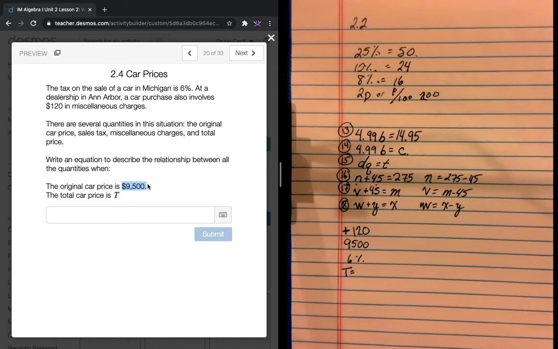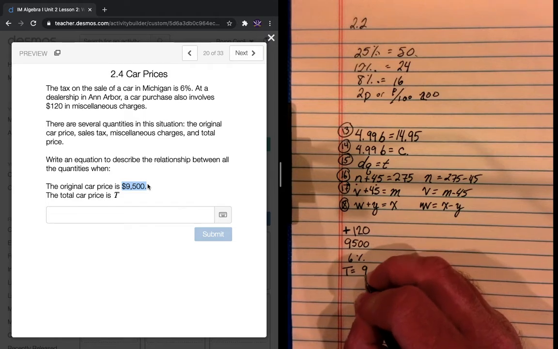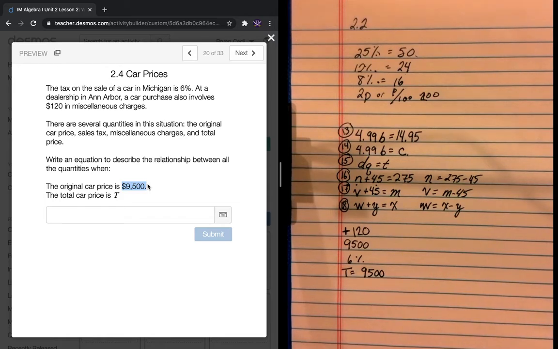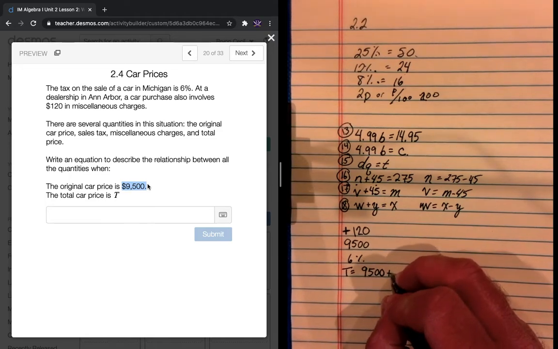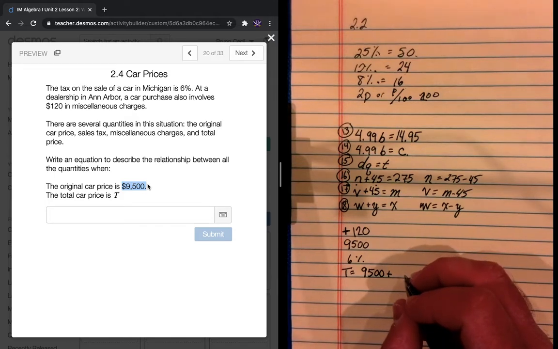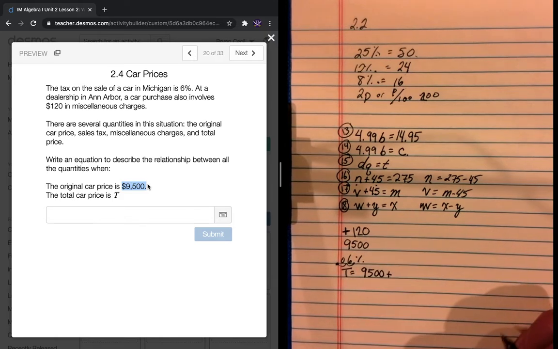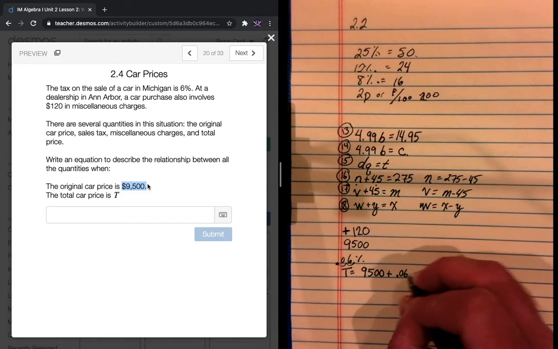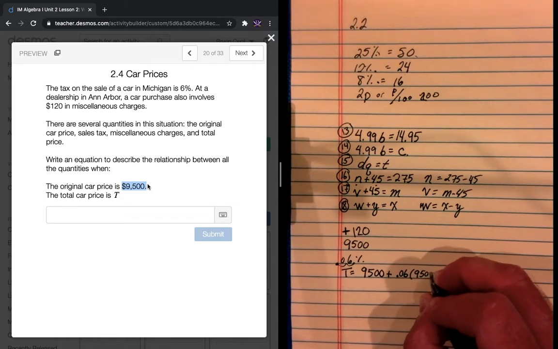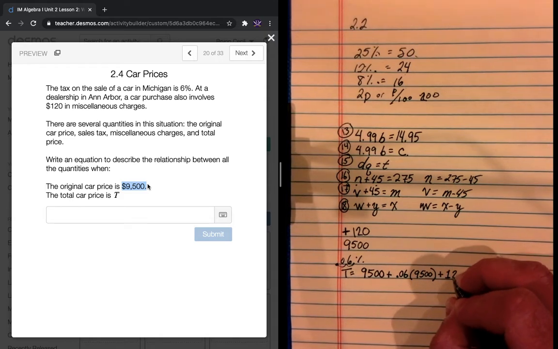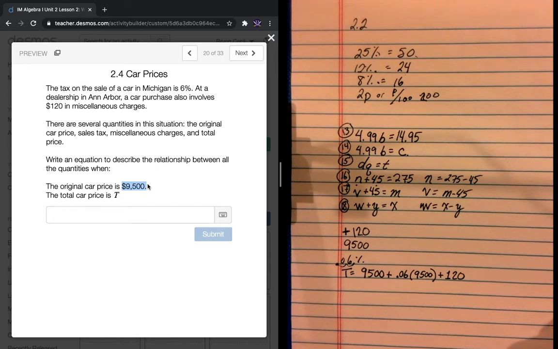So we're going to say what the total is. So we know the total is this: the original price of the car, right? $9,500. Now we've got to find that sales tax. How do we find that sales tax? That's right, we multiply and find 6% of that. So we're going to add the sales tax. And that sales tax is 6% as a decimal. Remember when we have a decimal, we move it 2 to the left, add your 0. So we're going to take 0.06 times 9,500 to find our sales tax, plus the 120 miscellaneous charge.